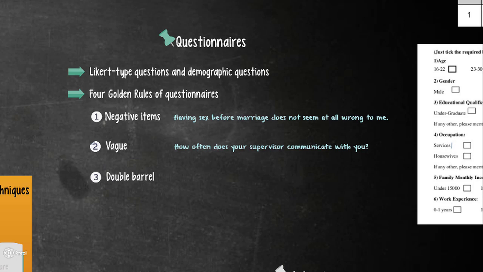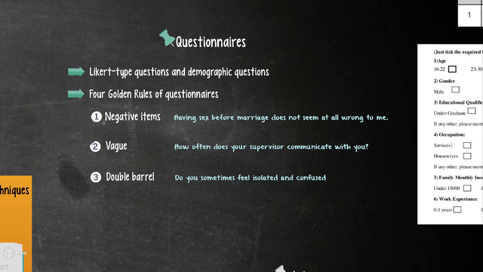Thirdly, avoid double-barrel questions. Double-barrel questions are those questions that ask 2 things in one sentence. For example, this: do you sometimes feel isolated and confused? Well, the respondent might feel isolated but not confused. So how would they answer this question? So don't ask 2 things in one item.